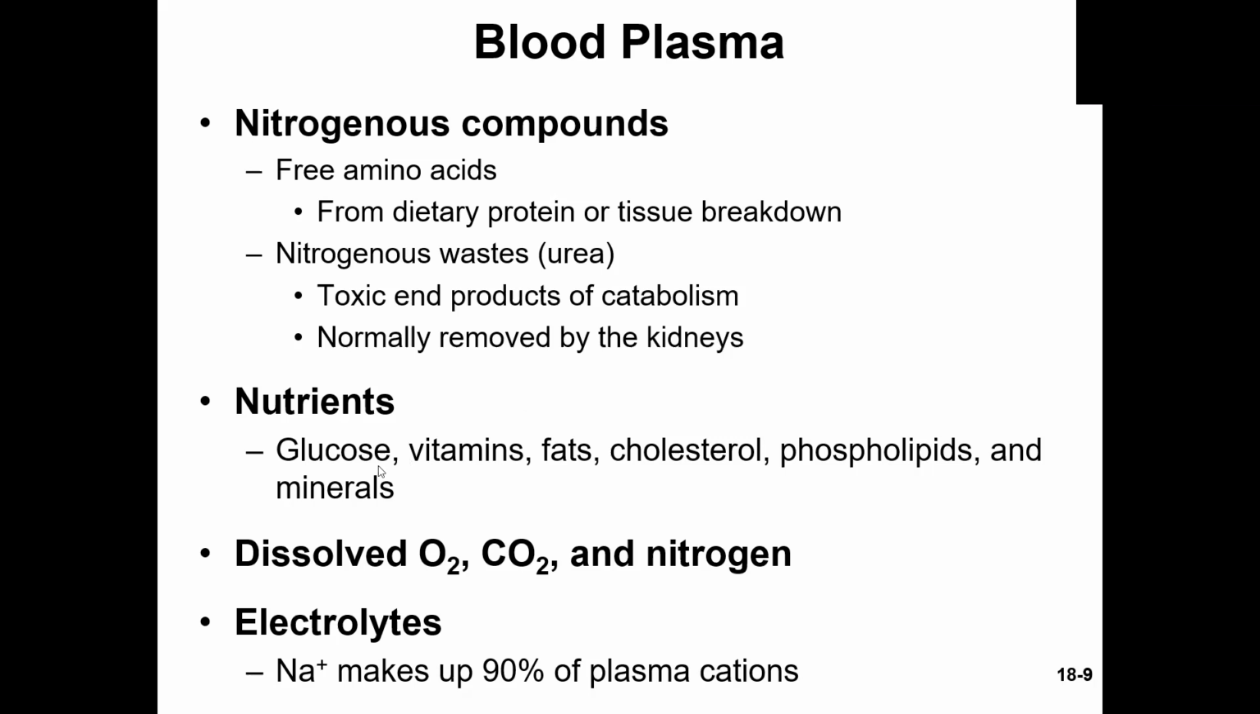We're going to find glucose, or sugar, within the plasma. Vitamins, fats, cholesterols, phospholipids, and minerals. We'll find our oxygen and CO2 values along with nitrogen itself. This is going to give us an indicator of how well that transfer process at the cellular and tissue level is going in regards to blood carrying oxygen and blood taking away waste product.